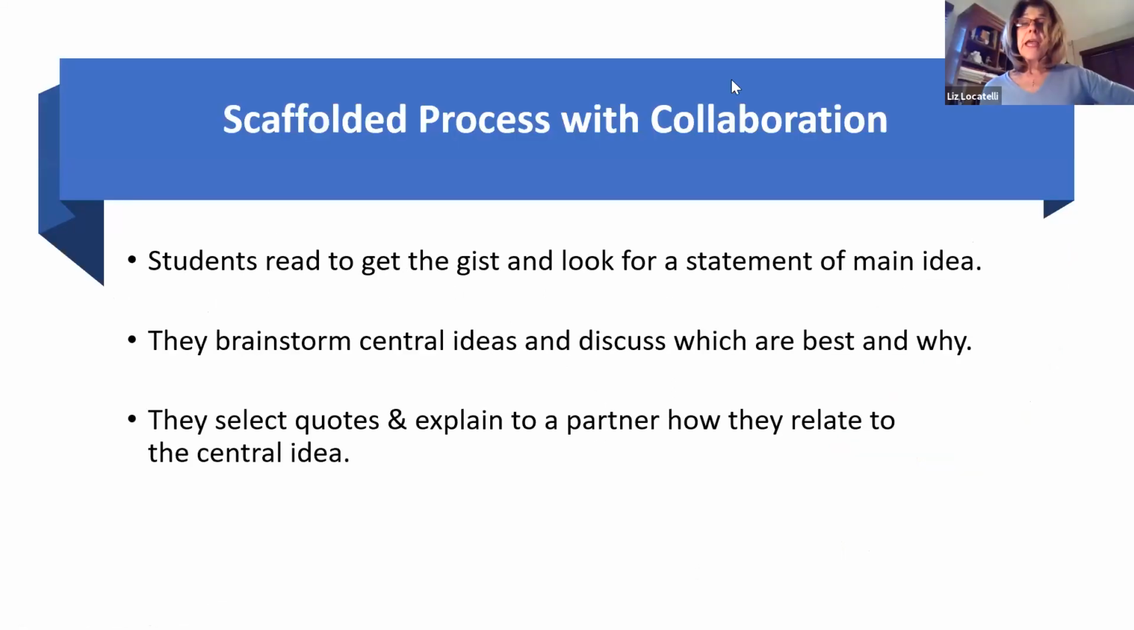All right, now, here's the process we're going to go through. First, we're going to ask students to read and get the gist, and look to see if there's a statement of central idea, or just state the gist themselves. Then, and we're going to try this out ourselves, we're going to brainstorm central ideas and talk about which are the best. And then once we've selected a couple that we want to work with, we're going to look for quotes and explain how they support the central idea. So notice I'm letting students work in pairs or in small groups.